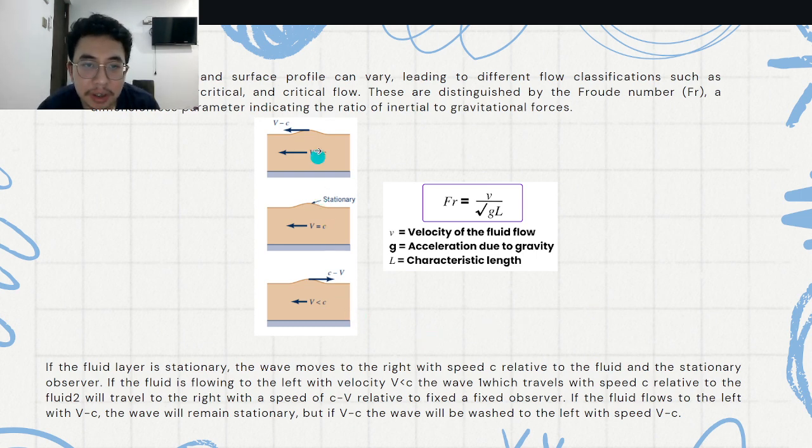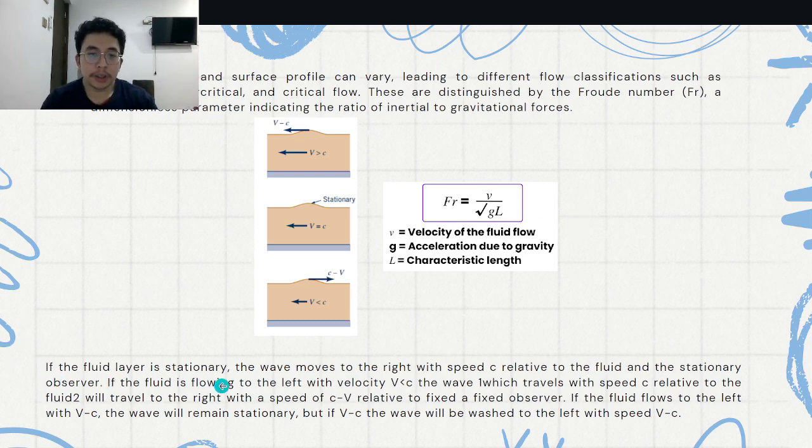As you can see right here, there are three types of profile flows based on Froude numbers. I'll explain in a bit, but let's see the equation first. The Froude number equals V per square root of g times L, or we can call it V per C. C is the wave speed.